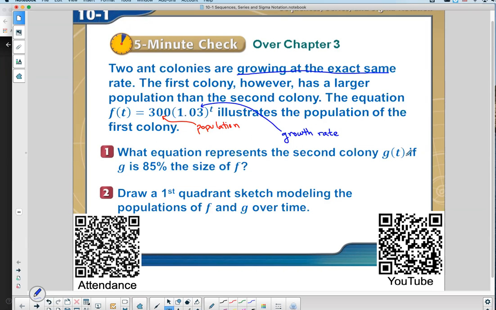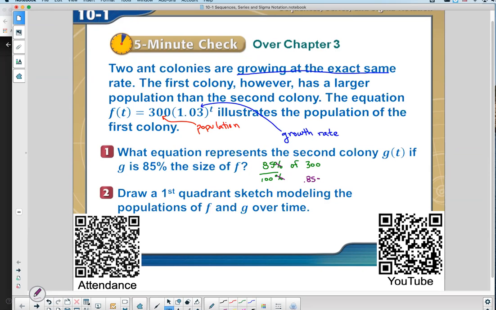What equation represents the colony if G is 85% of the size of F? So what is that changing, the population or the growth rate? What changes for number 1? Population. And so you need to take 85% of 300. The way to get rid of percent is you divide it by 100%. The percent symbols cancel out, and you find out that is 0.85.